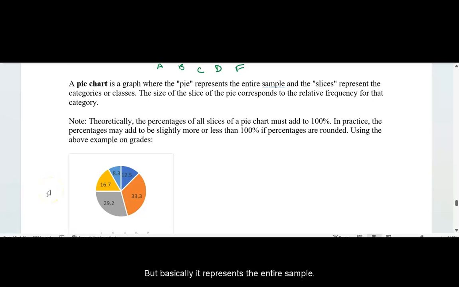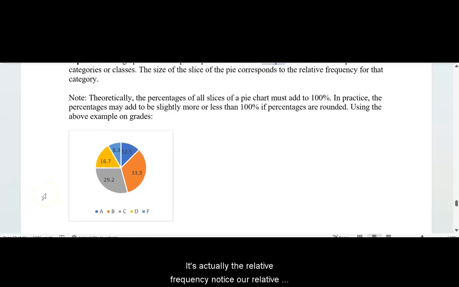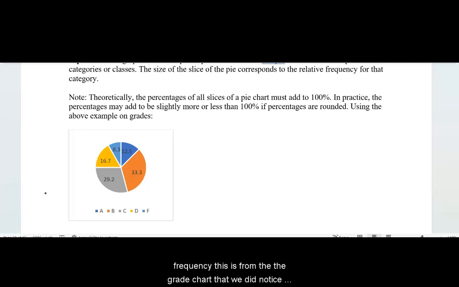But basically, it represents the entire sample, and each slice represents the category. It's actually the relative frequency. Notice our relative frequency. This is from the grade chart that we did. Notice all of the relative frequencies are listed here, and the size of the pie chart is the actual size. So this is a third of the circle. This right here would be 12.5% of the circle.